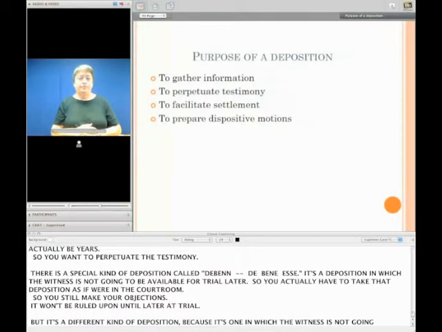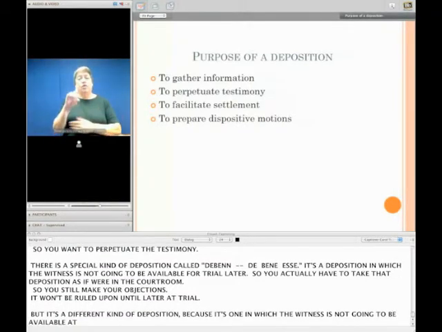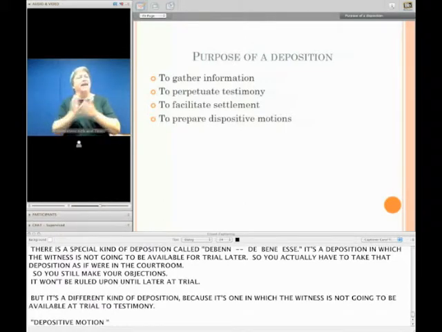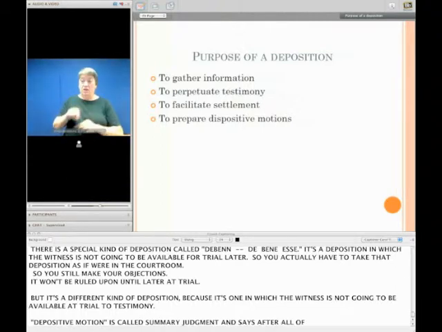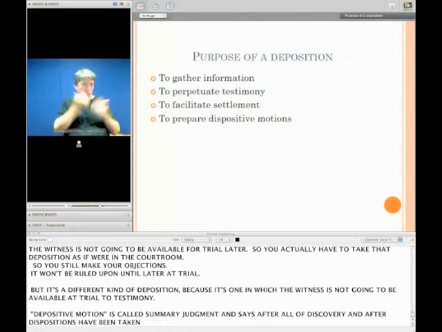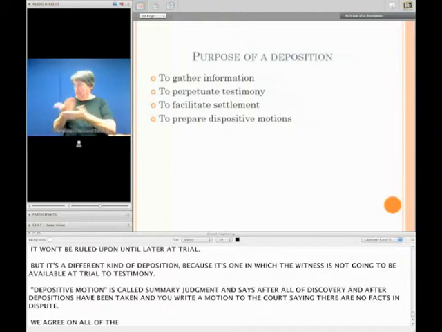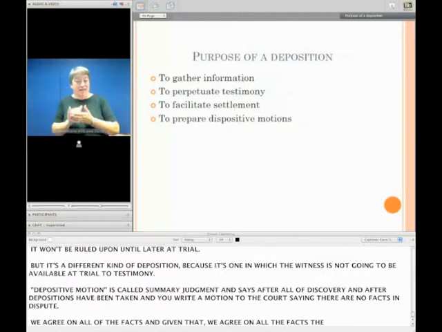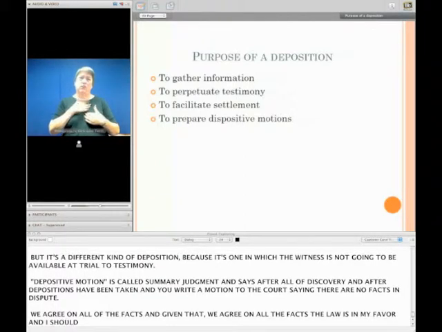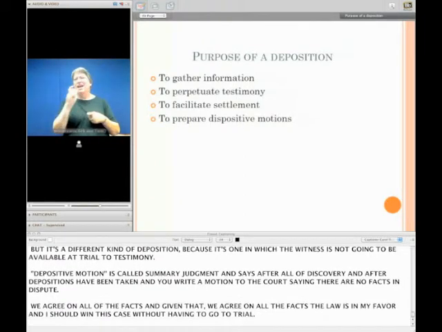And then to prepare dispositive motions. A dispositive motion is called a motion for summary judgment. And it essentially says, after this period of discovery, and after all your depositions have been taken, after you know everything about the case, then you write a motion to the court saying there are no facts in dispute, we agree on all of the facts, and given that we agree on all the facts, the law is in my favor and I should win this case without having to go to trial. That's called a motion for summary judgment.